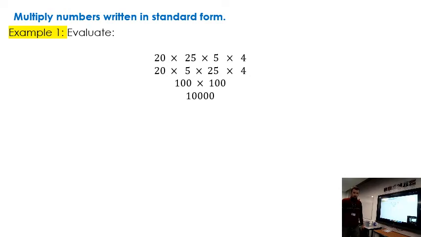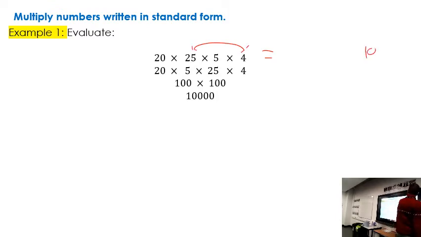Okay, pause the video and have a go at this task. Okay, so here we've got 20 times 25 times 5 times 4. So you may be able to see that we've got 25 times 4, so that is going to be 100. And then we have 20 times 5, so that's going to be 100. So that is equal to 10,000.